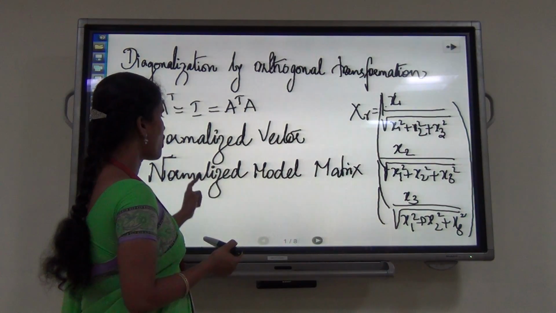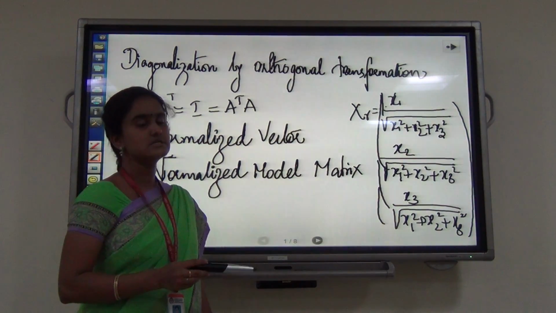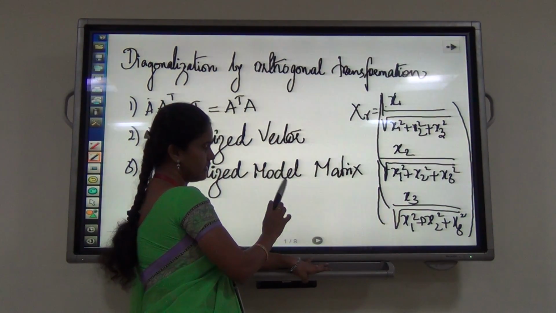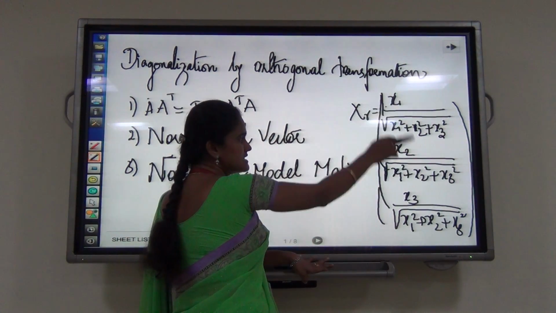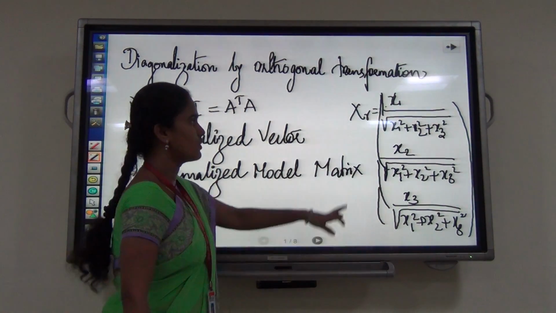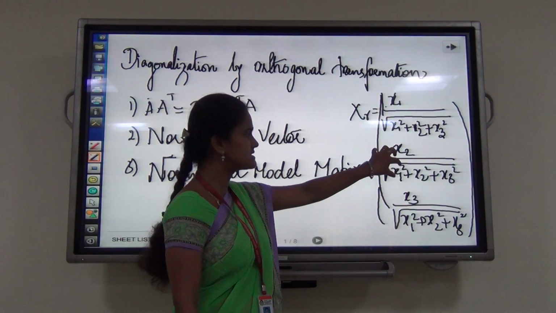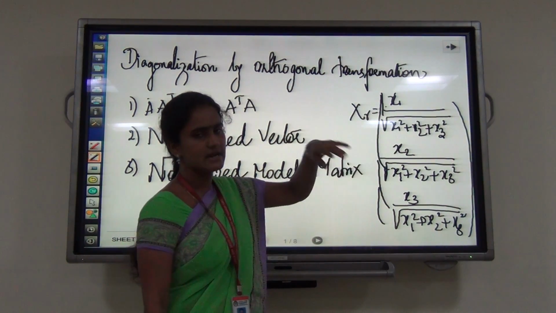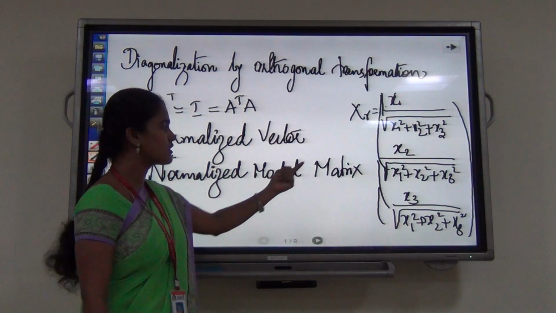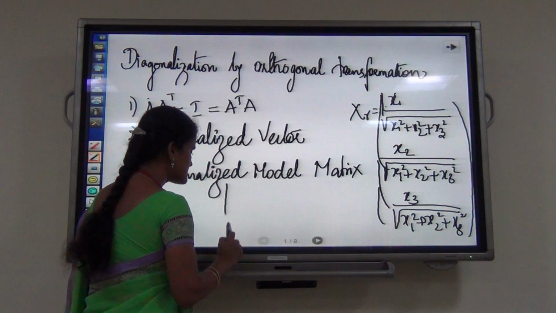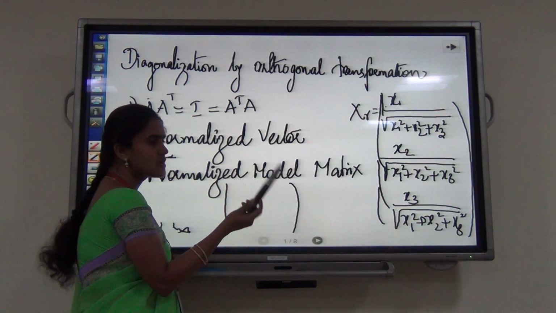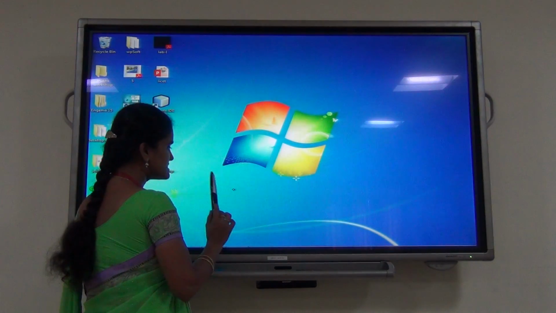The third point is the normalized modal matrix. Here, the modal matrix is nothing but a matrix which consists of all these normalized vectors placed in columns. So if this is the normalized vector of x1, similarly we will get the normalized vectors of x2 and x3. So the normalized modal matrix is nothing but the matrix of normalized vectors placed column wise.